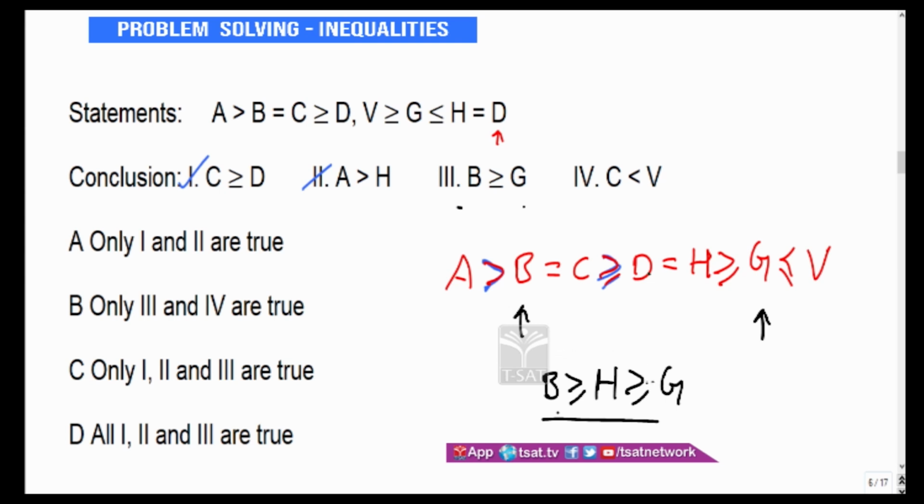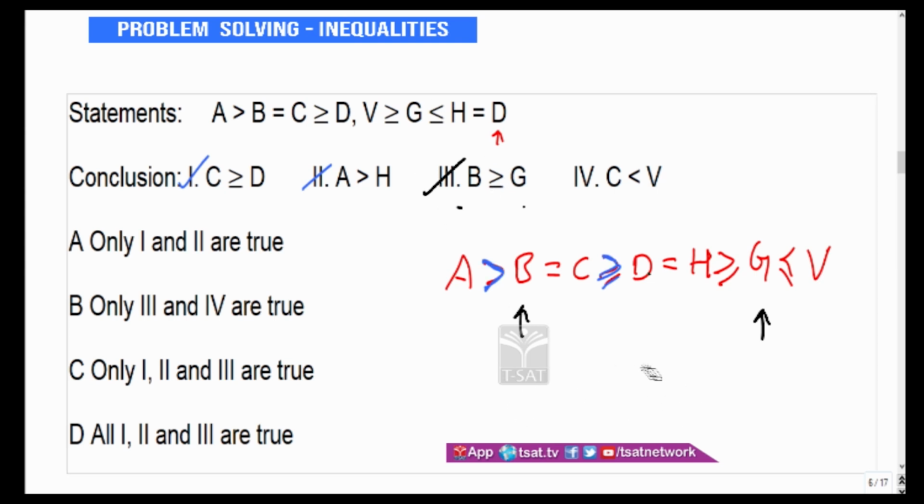Obviously B is greater than or equal to G. So this particular conclusion also becomes correct. Now let's see the last conclusion, that is C is less than V, or V is greater than C. So V is here and C is here. It is asking V is greater than C.